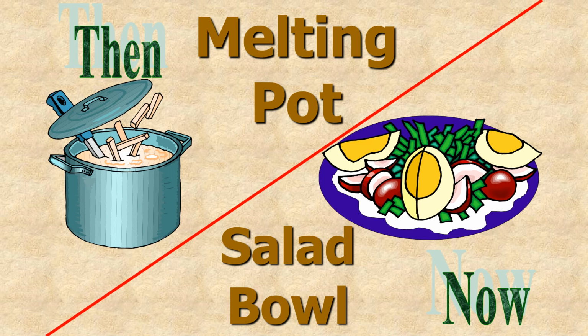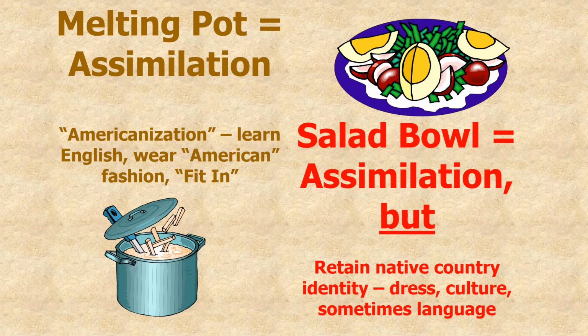Now, as immigrants come in, many tend to keep their culture. You'll see people in their same ethnic dress, same religions, sometimes even not really learning the language, and they're more like a salad bowl, easily identifiable. Okay, so this is the melting pot. Melting pot equals assimilation, Americanization, learn English, fit in. And then the salad bowl, you are American, but you do retain that native identity in dress, culture, and sometimes even language.